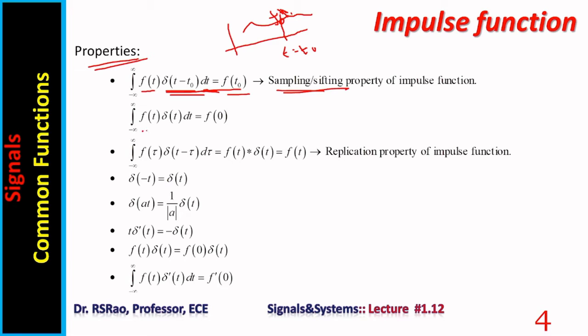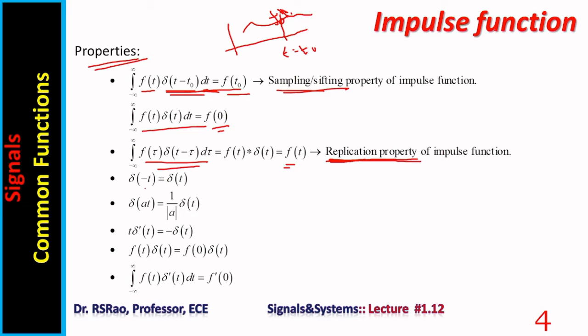When t naught is 0, then integral minus infinity to plus infinity f of t delta t dt is equal to f of 0. This is the sampling property with t equal to t naught. We consider another important property, the replication property. Integral minus infinity to plus infinity f of tau delta t minus tau d tau is equal to f of t convolved with delta of t, equal to f of t. The point to be noted here is that when a function convolves with the impulse function, the resultant is the function itself, no change. That's why it is called the replication property of the impulse function.